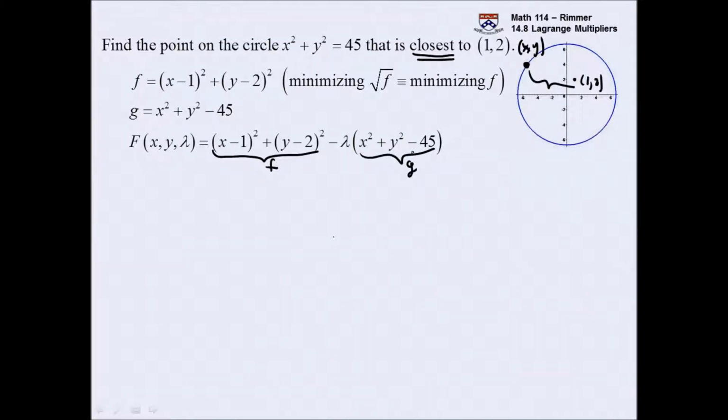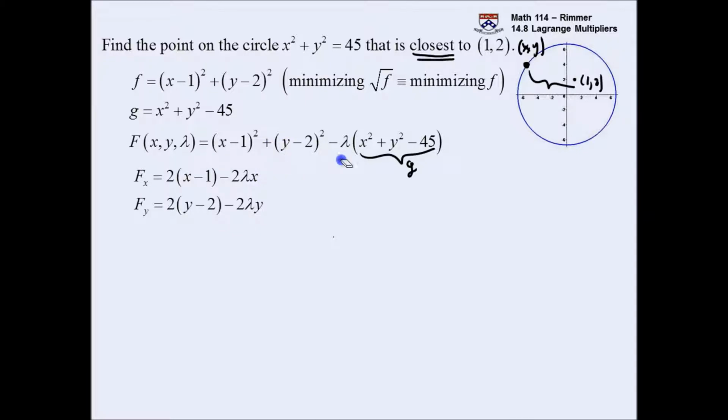And so I take my x partial, so I'm looking at this capital F function. I'm going to take an x derivative. So my first part of f here, I'm going to get 2 times the quantity of x minus 1. And then my other x partial derivative term is going to come from the g, and I'll get minus 2 lambda x. And so that's my x partial. I'm going to set that equal to 0. My y partial would be, bring down the 2 here, 2 times y minus 2 quantity, and then minus my 2y lambda. Okay, I'm going to set these guys equal to 0.